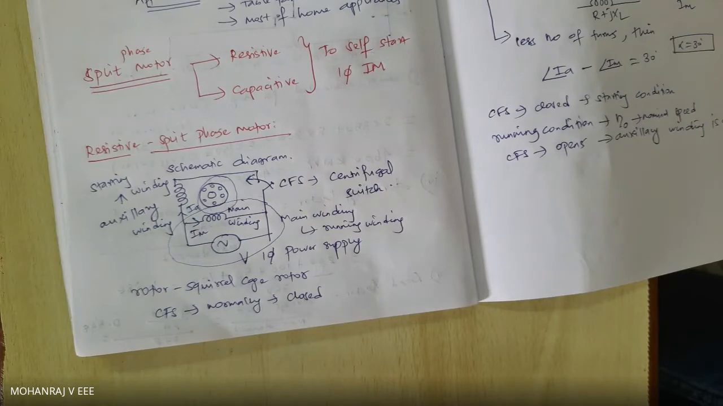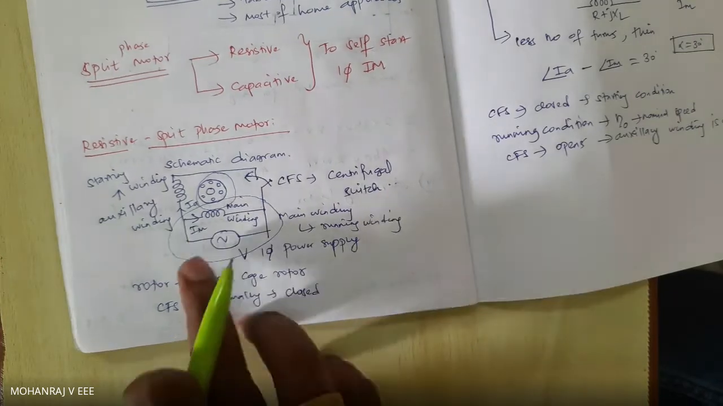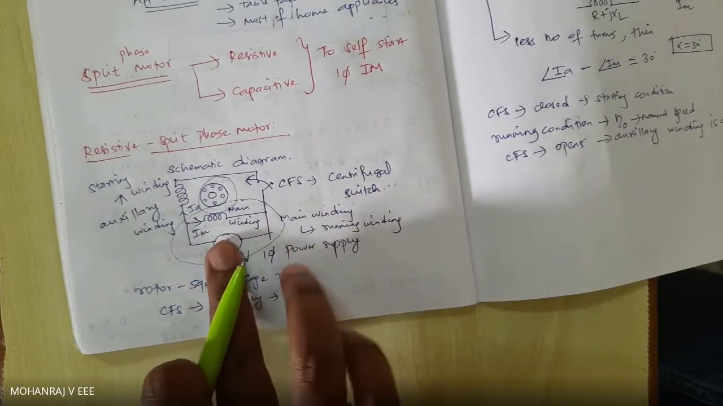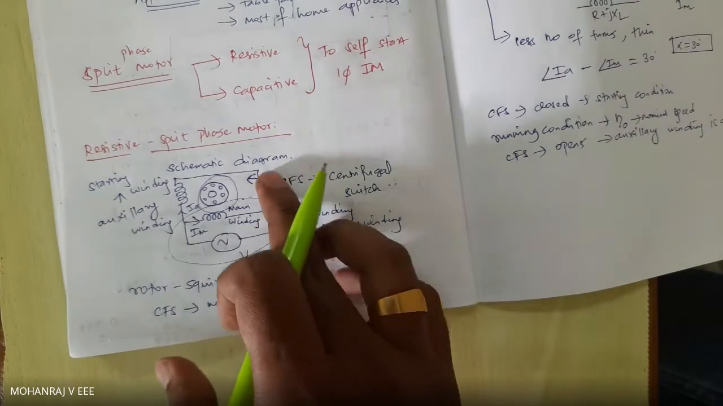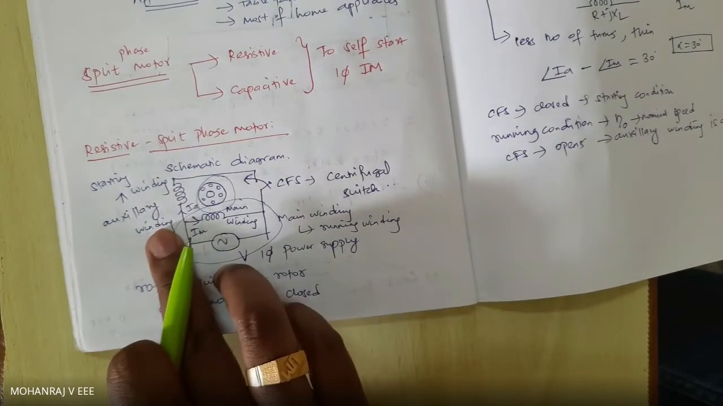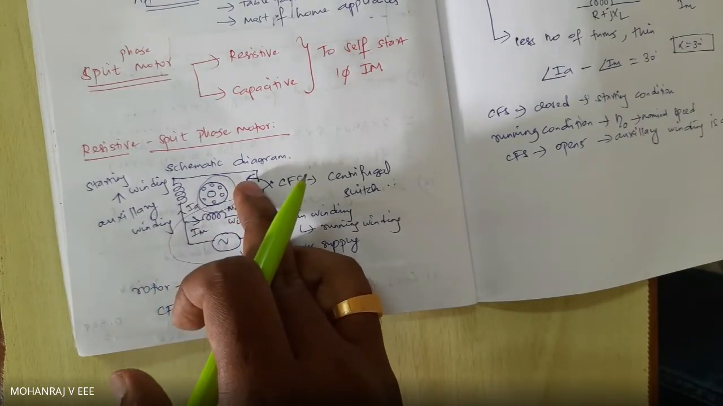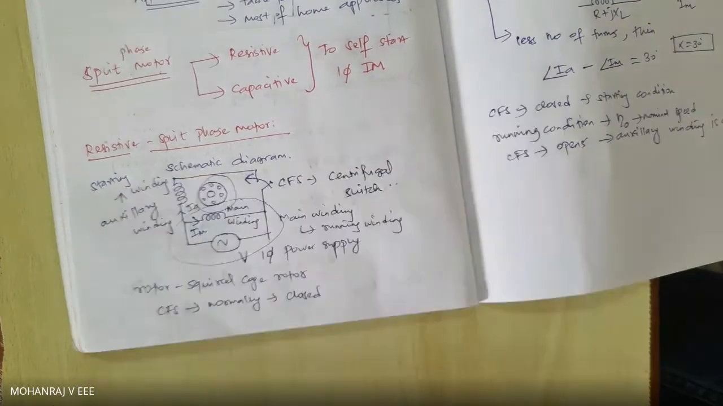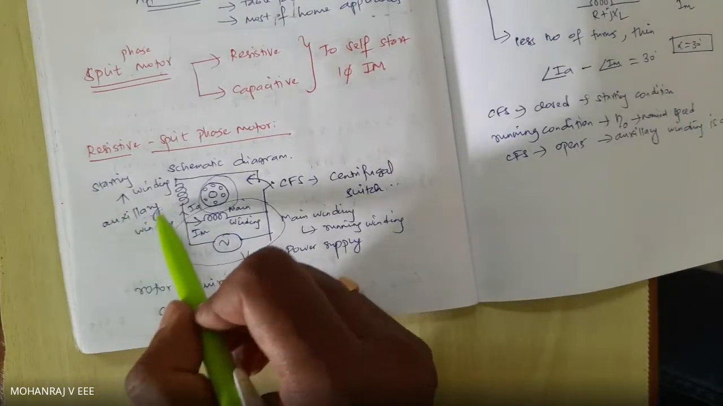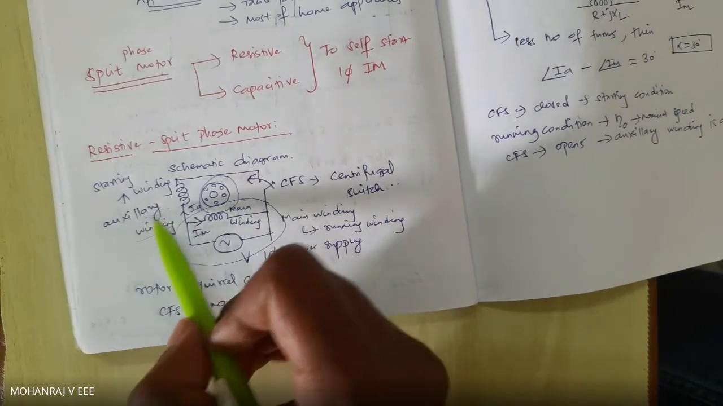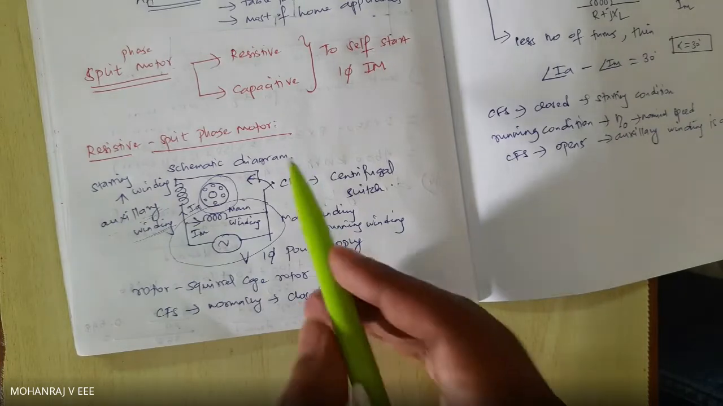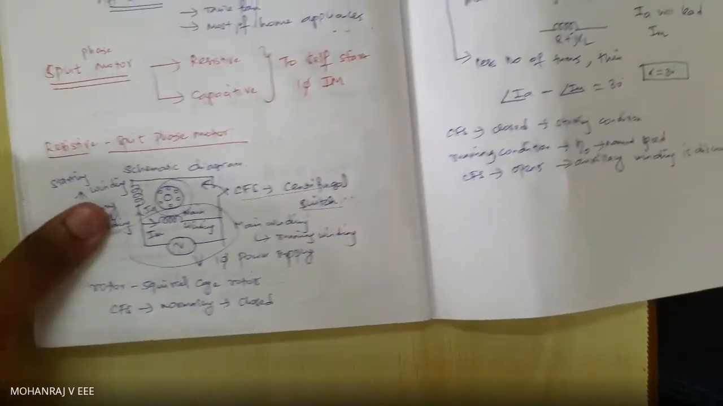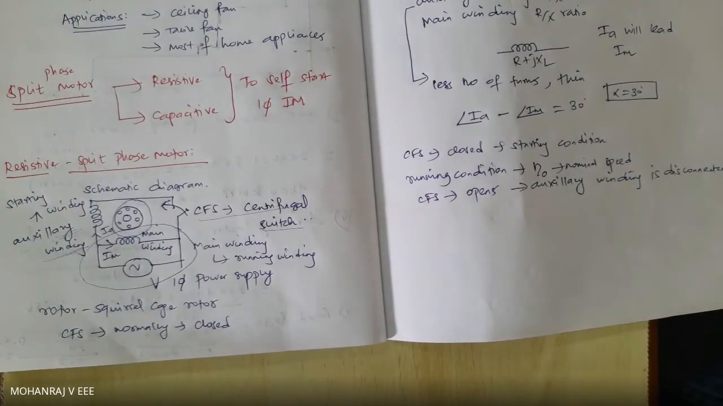Now when you switch off, or disconnect the power supply, CFS automatically gets closed. Once again, when you switch on, CFS is closed, so the auxiliary winding is present. The rotor will start rotating and reach nominal speed n naught. Once again CFS will open and the auxiliary winding is disconnected. So during starting condition the auxiliary winding is present, but during running condition it will be absent. That is the use of the centrifugal switch. Now we have made our single phase induction motor a self-starting motor.